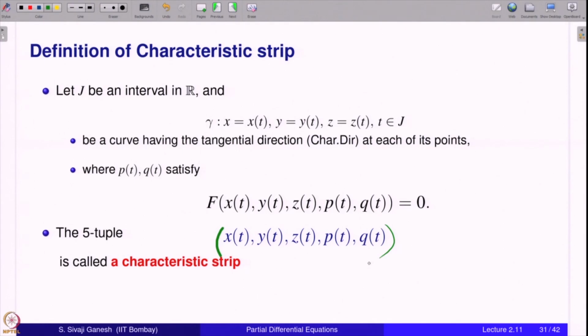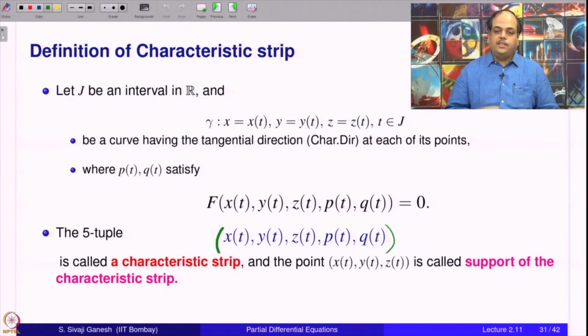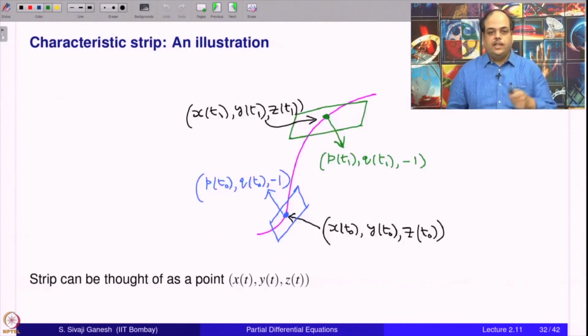All these 5 together is called a phi tuple, that is called a characteristic strip, and the point x(t), y(t), z(t) is called the support of the characteristic strip, because that is the point at which you are putting a plane with the normal p(t), q(t), minus 1. So, let us illustrate that pictorially.